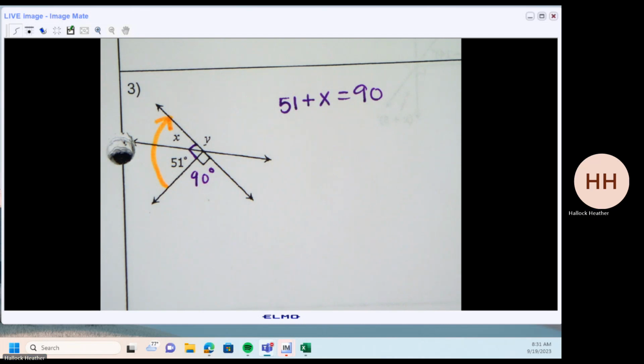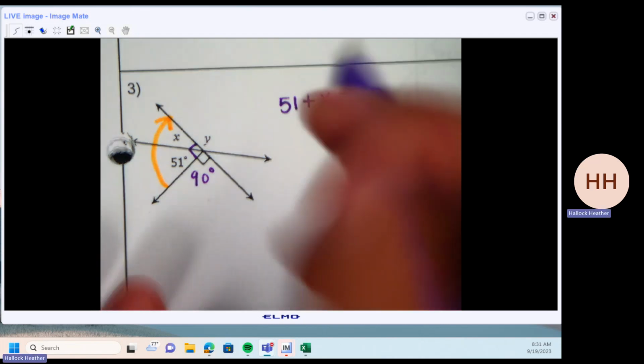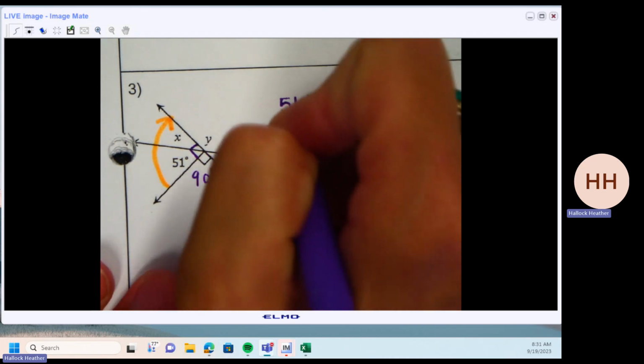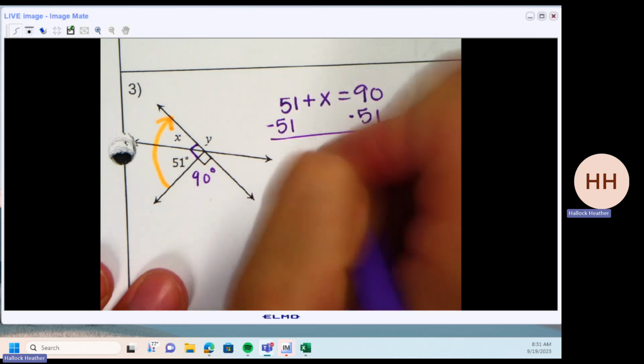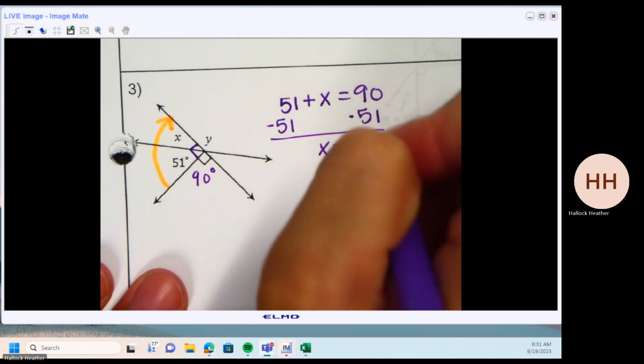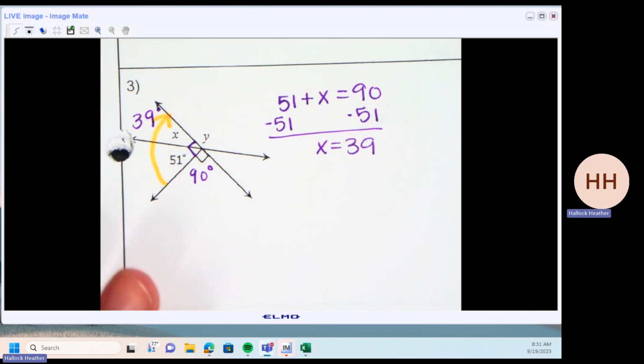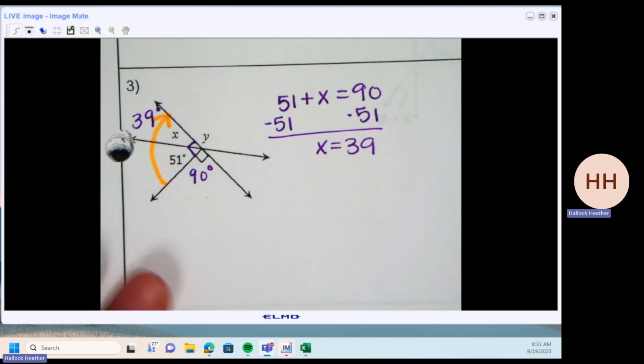What's up? Yes. So I'm going to minus 51, minus 51. So X is 39. And like I said, if you could do that in your brain or just use a calculator, I'm totally fine with it. Just show your little subtraction. Because I'm a math teacher, I'm going to make an equation out of it because I'm extra.